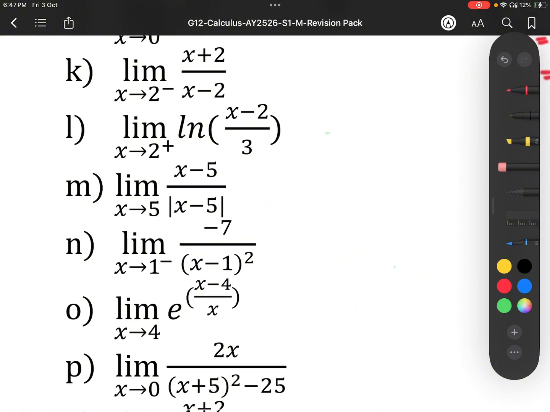M, as x approaches 5. If you replace, you are getting 0 over 0. So we need to discuss from the left and from the right.